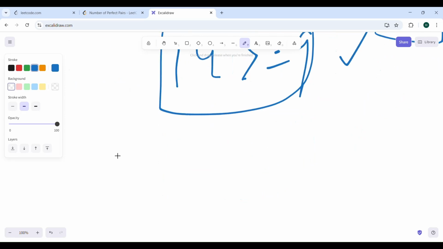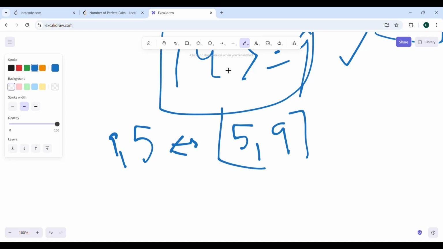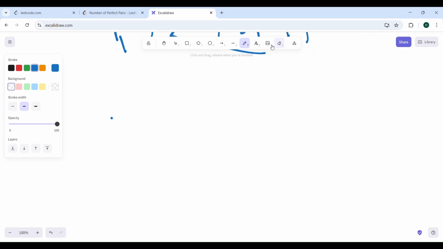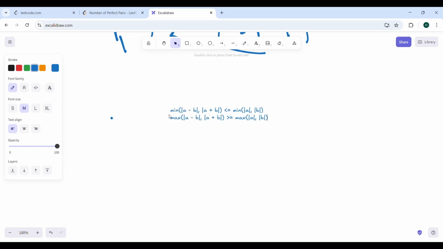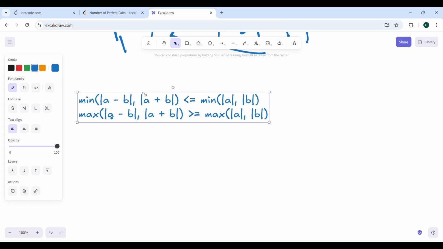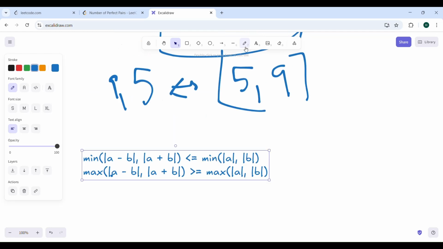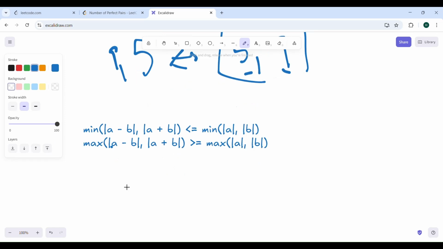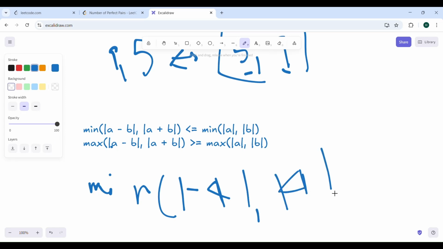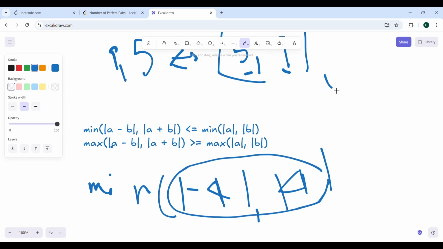Now my point was, if it was 9 comma 5, it can also be written as 5 comma 9. How? Let's look at it. Let me paste that thing again. Now the a and b values have changed. Now a has become 5, b has become 9. So minimum of 5 minus 9, which will be minus 4, comma 14. So till now we have understood, I think, that these numbers aren't changing. 4 comma 14 is always constant.